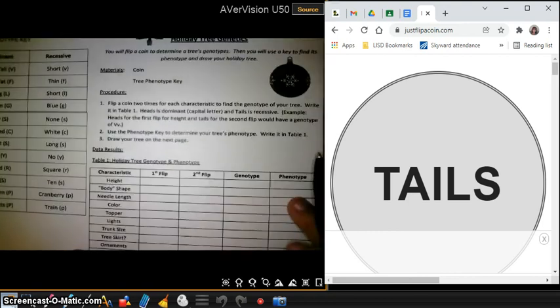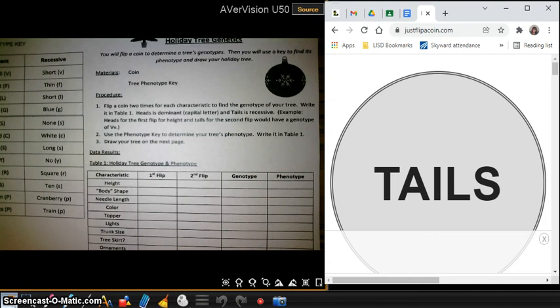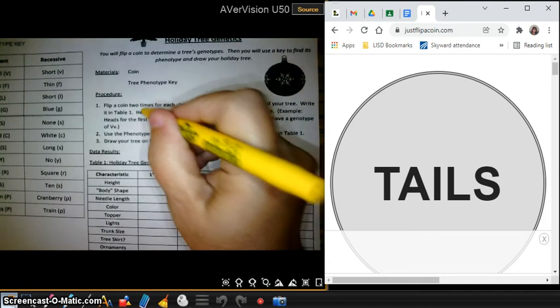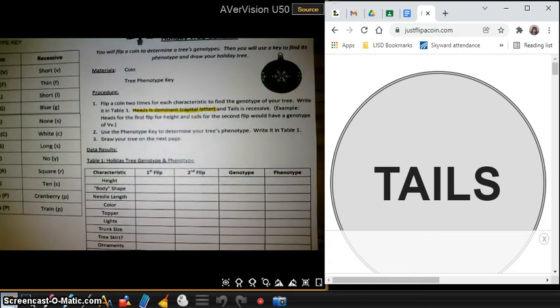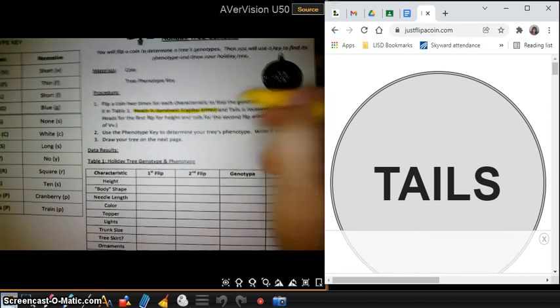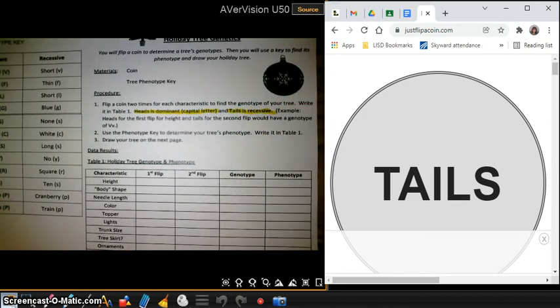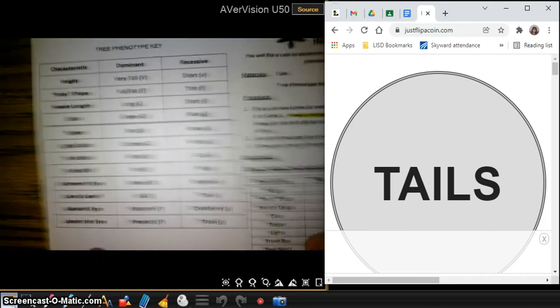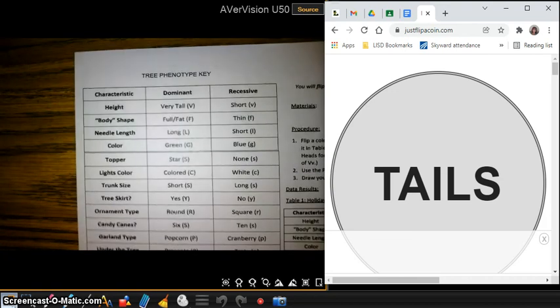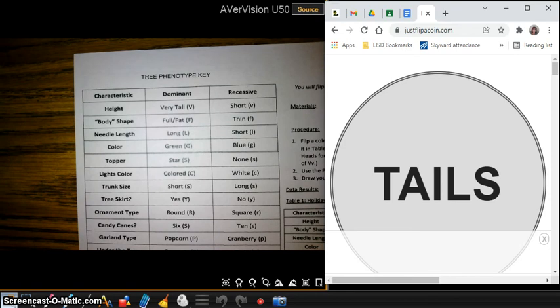So when we flip heads, we're going to put a capital letter. That's going to be dominant. If we flip tails, we're going to put a lowercase letter. That's going to be recessive. So looking at the phenotype key, we see that they have random ways of selecting these letters, and it doesn't always make sense to us.